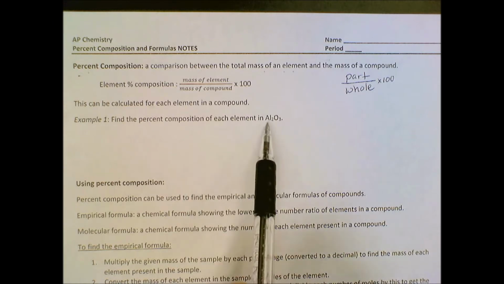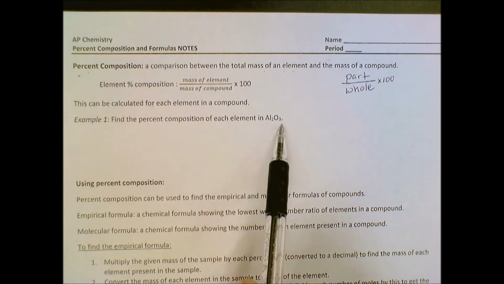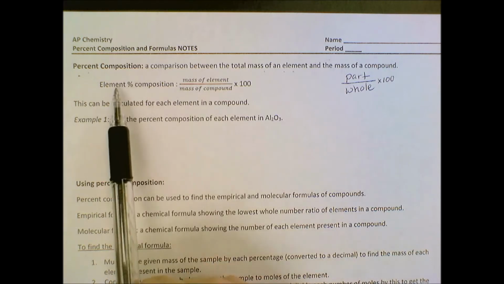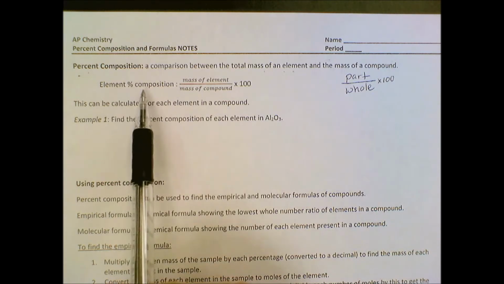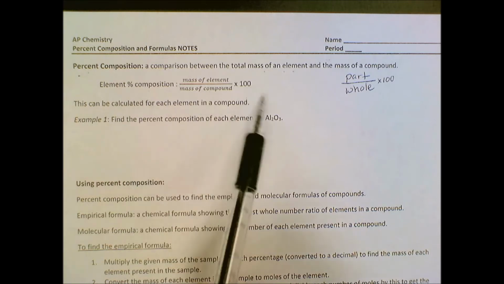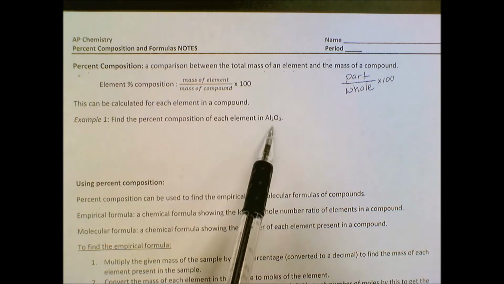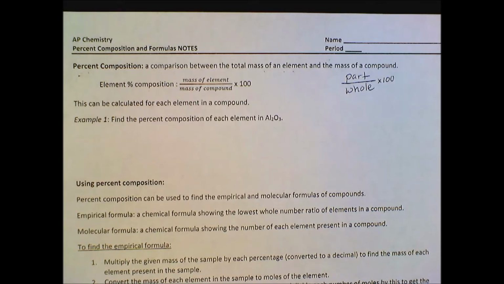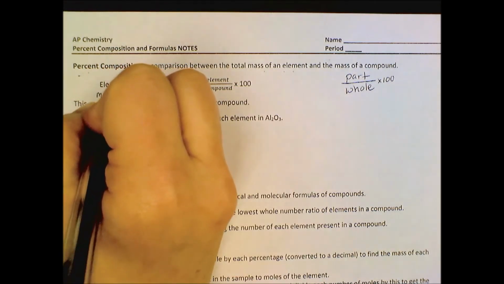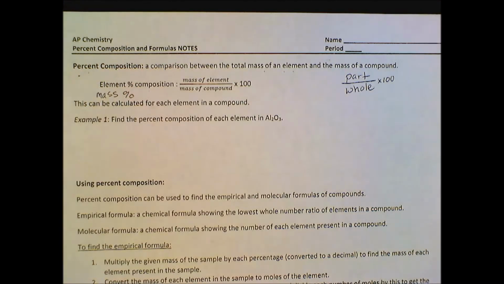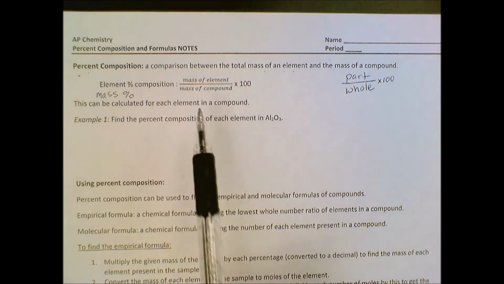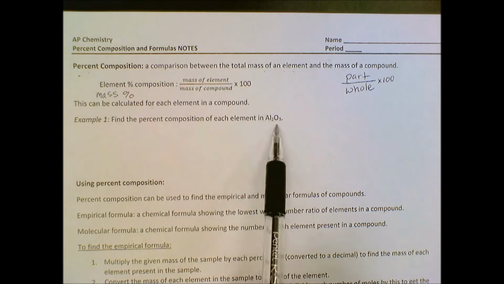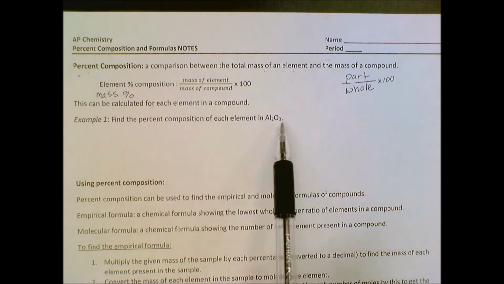So if we are looking at a compound like this, Al2O3, aluminum oxide, we need to find the element's percent composition. So we'd find the percent composition of aluminum in this chemical. Now the way we do that is based off of mass. So sometimes it's also called mass percent of a chemical. And the way we do that is the total mass of that element, so the total mass of aluminum in this compound, divided by the mass of the entire compound.